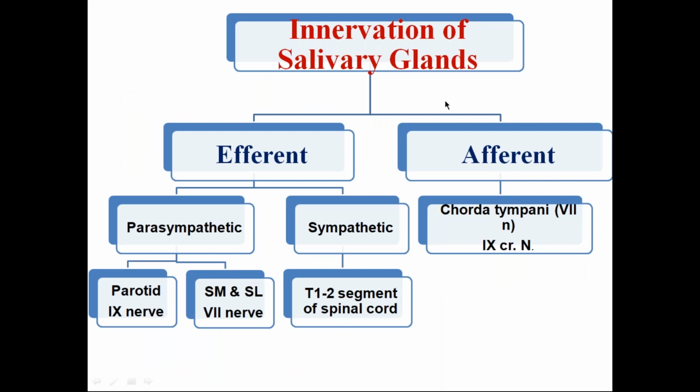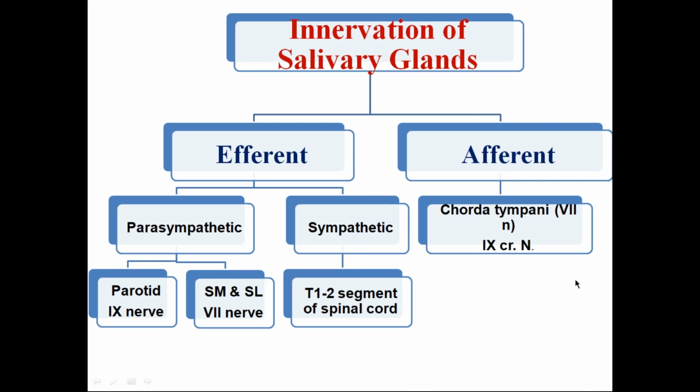So innervation of salivary glands, again it is afferent as well as efferent innervation. Efferent comes from parasympathetic and sympathetic. Parotid is supplied by the glossopharyngeal nerve. The rest of the two glands are supplied by the facial nerve. Sympathetic innervation is from the thoracic first and second segment of the spinal cord. Afferent innervation is by means of the 7th cranial nerve and the 9th cranial nerve.